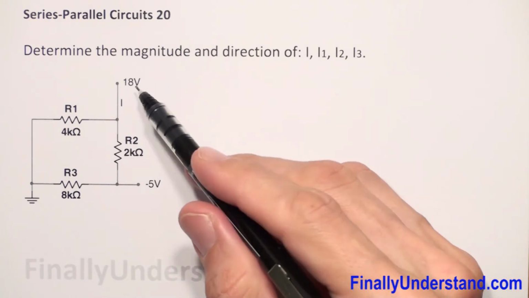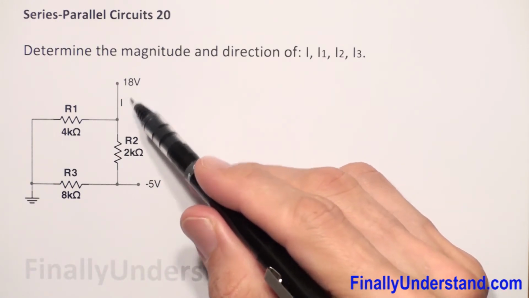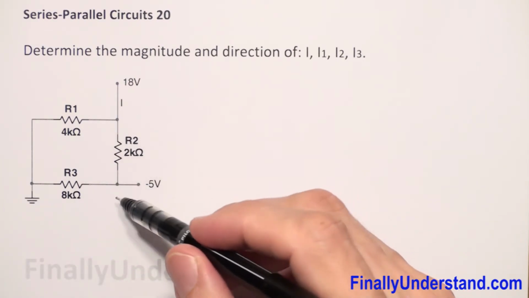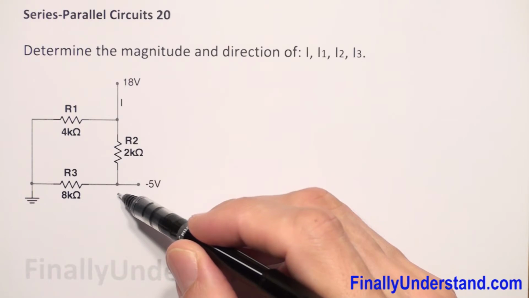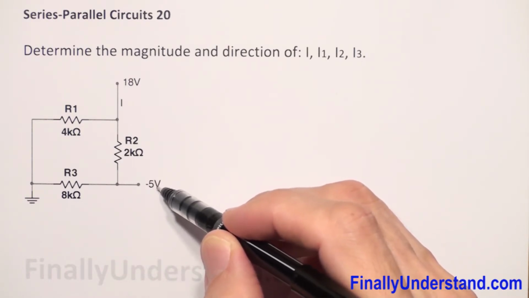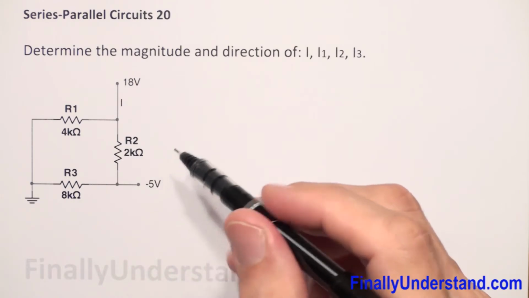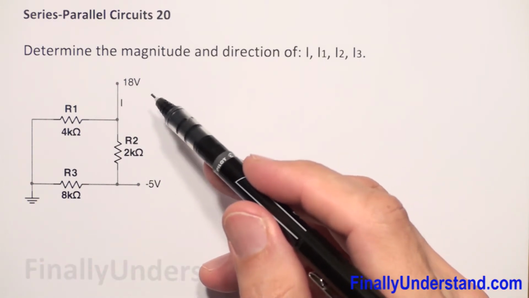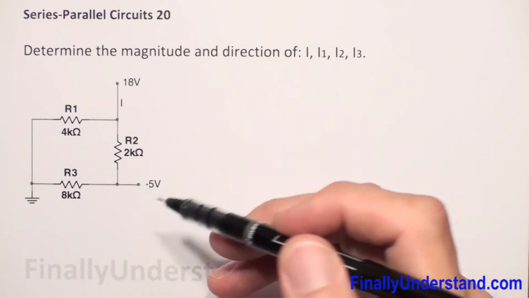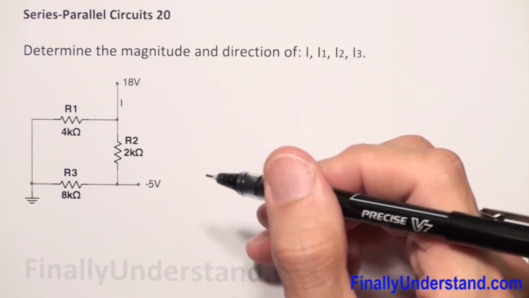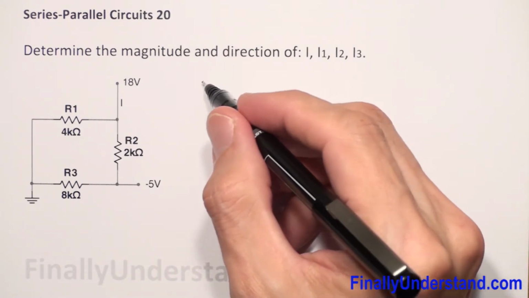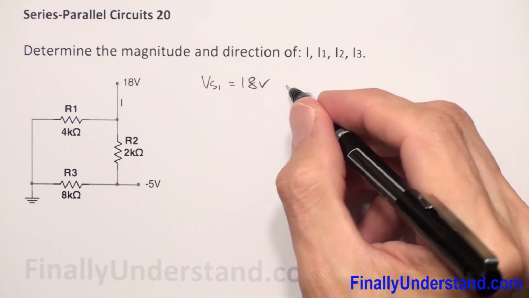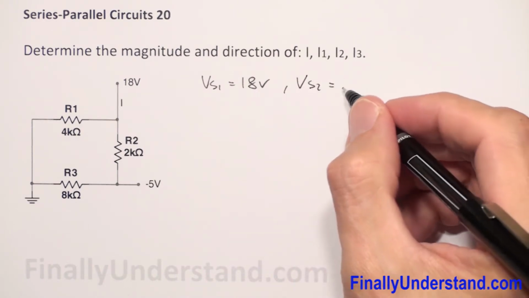Okay, so 18 is the highest potential in the circuit, so we have also ground, which has 0 volts, and we have also the voltage negative 5 volts, which is the lowest potential, right? So how the current is going to flow? The current is always going to flow from the highest potential to the lowest potential according to the conventional current flow. So what we are going to write first? I'm going to write that my voltage source 1 is equal 18 volts, and my voltage source 2 is equal negative 5 volts.